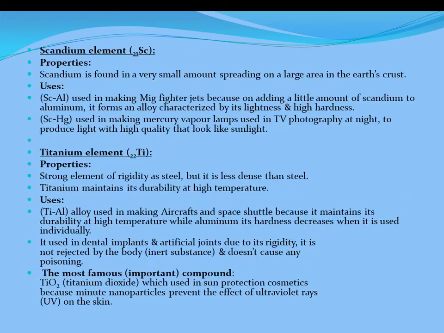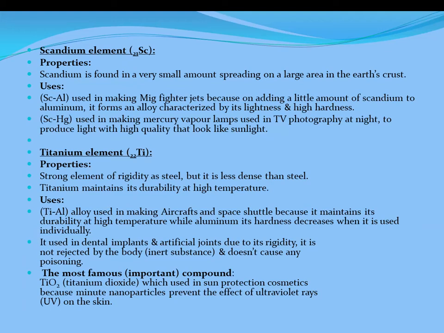For example, scandium. What about its properties? Scandium is found in very small amounts spread over a large area of the Earth's crust. Its use is to make an alloy with aluminum to form MiG fighter jets. This is because adding a little scandium to aluminum forms an alloy characterized by lightness and high hardness.